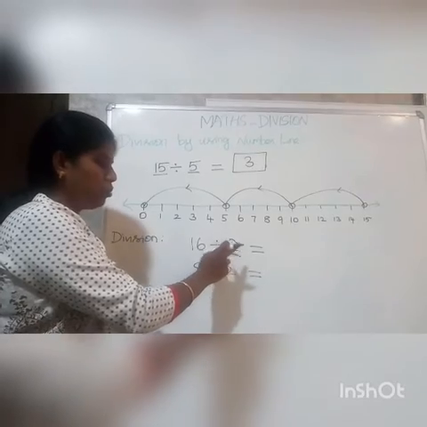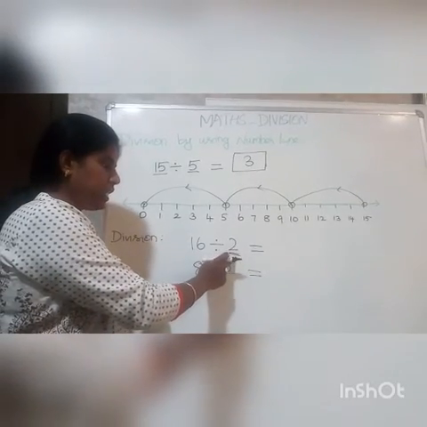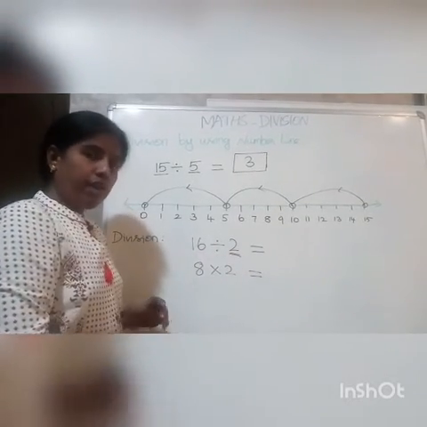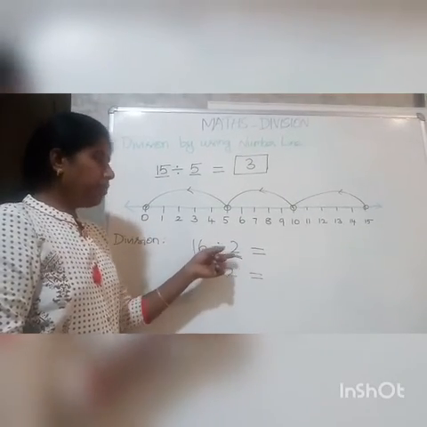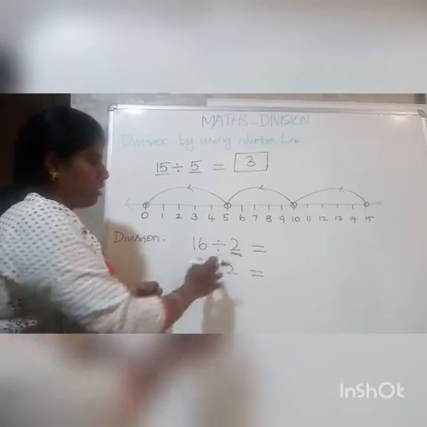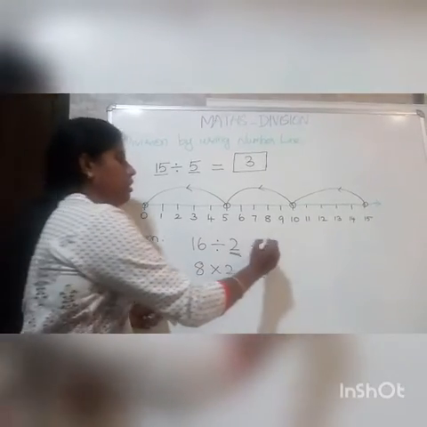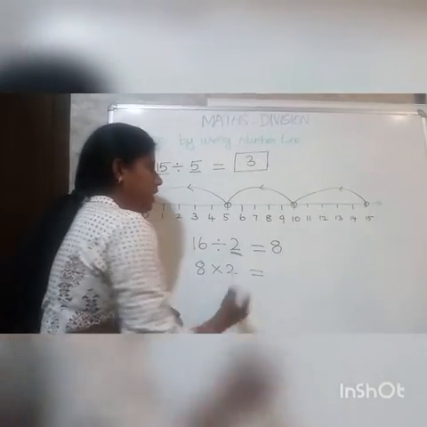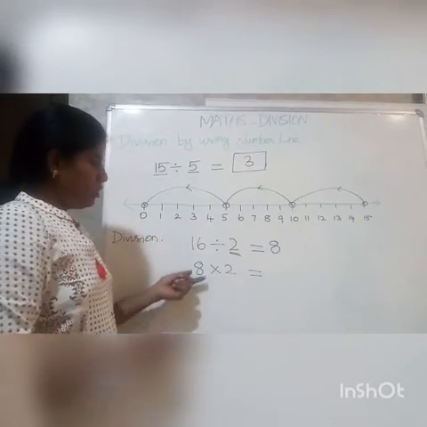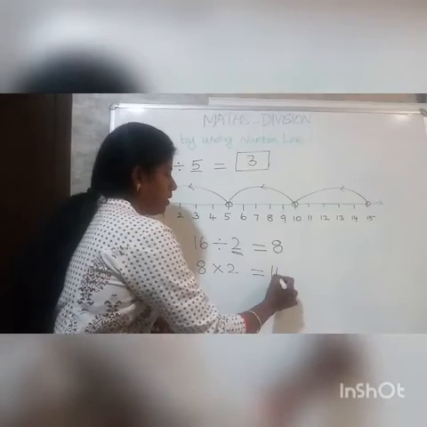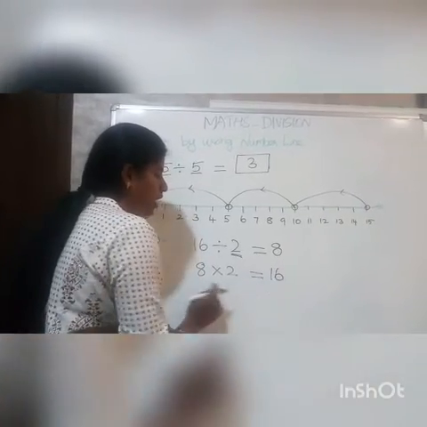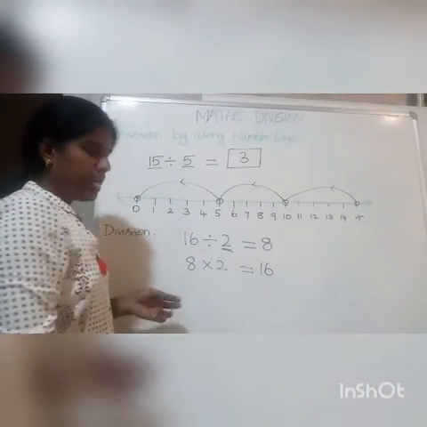So 1 2 is 2, 2 2s are 4, 3 2s are 6, 4 2s are 8, 5 2s are 10, 6 2s are 12, 7 2s are 14, 8 2s are 16. So 8 times 2 is 16. So here we need to write 8 as the answer. So the same here, 8 into 2 is 16. We are doing this just to recheck the answer.